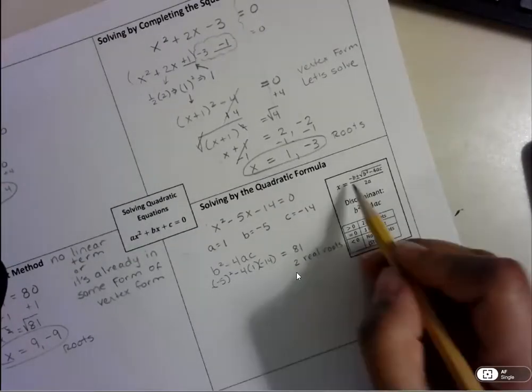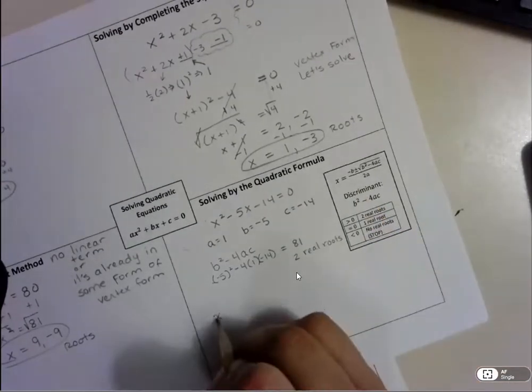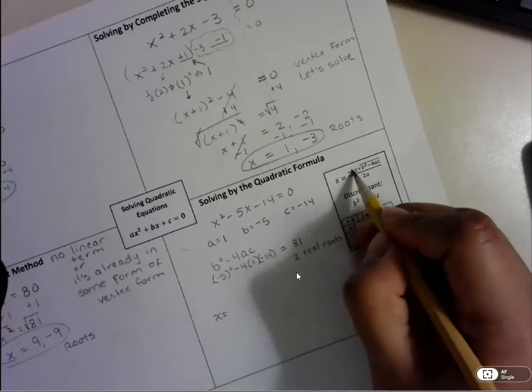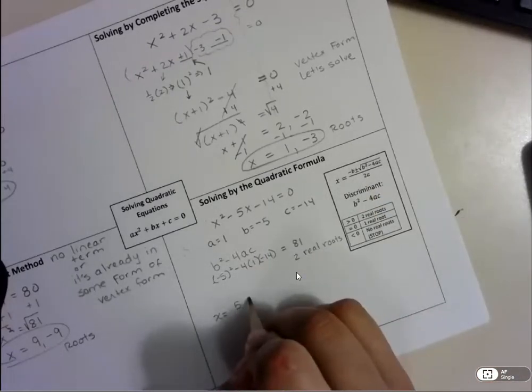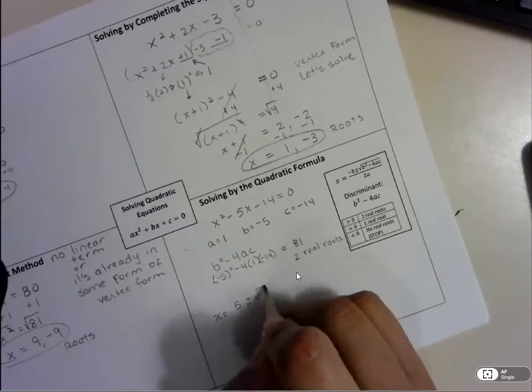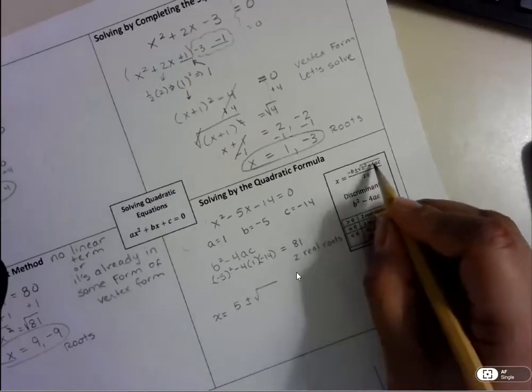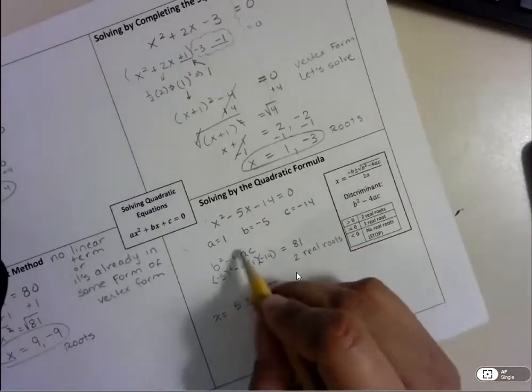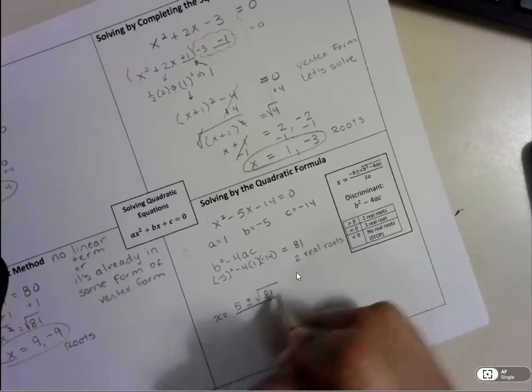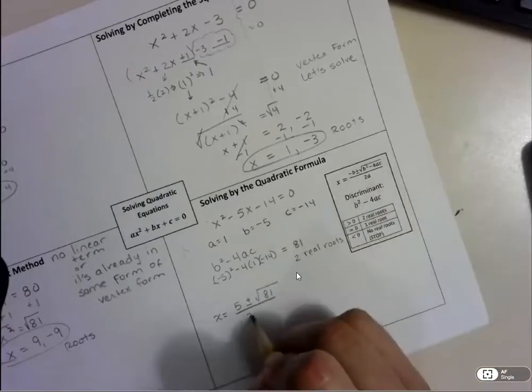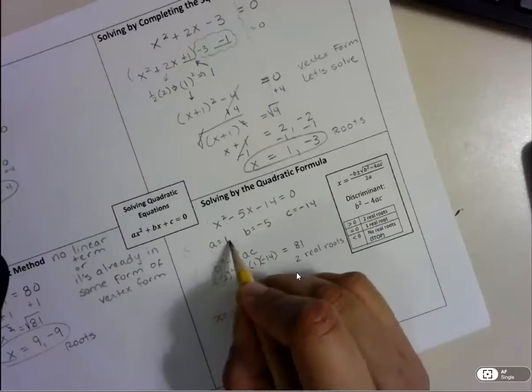So to solve them, you have to use the quadratic formula. So x equals the opposite of b. B is a negative 5, so it's going to be a positive 5, plus or minus the square root of b squared minus 4ac. But you already know what that is. It's an 81. Over 2 times a. 2 times a happens to be a 1.